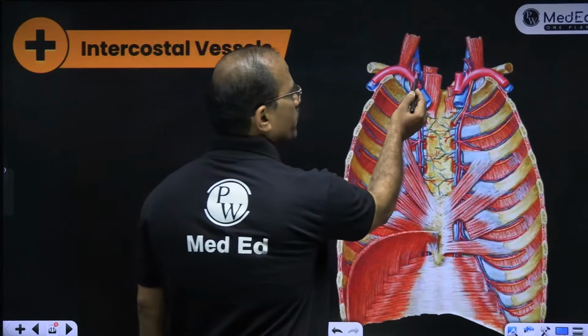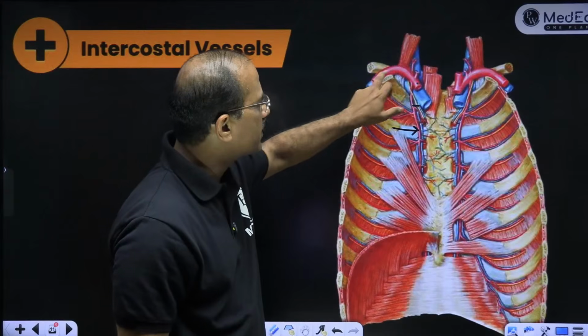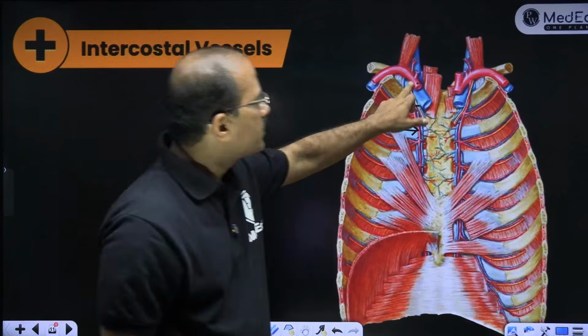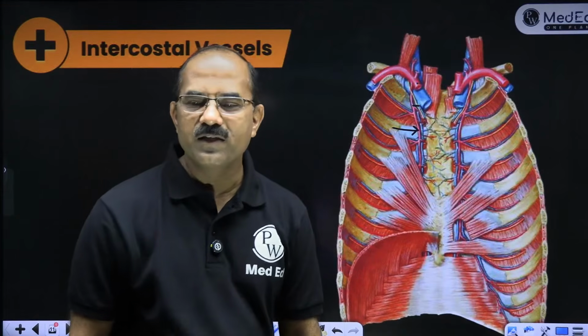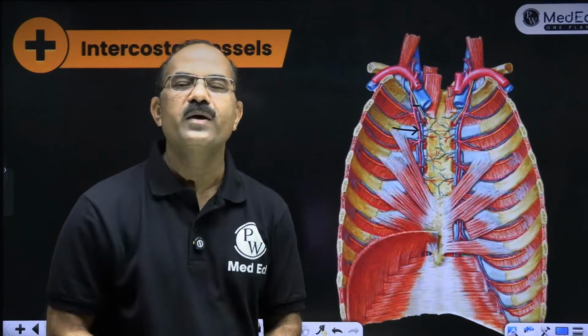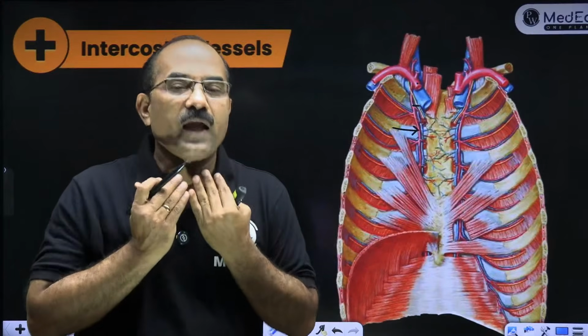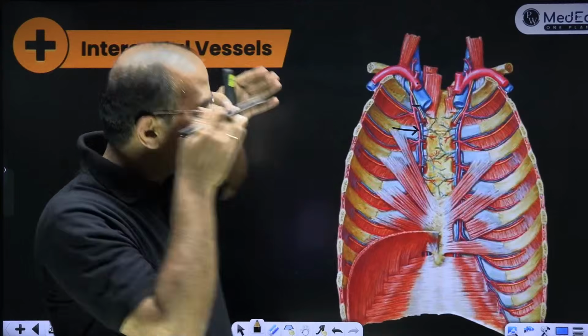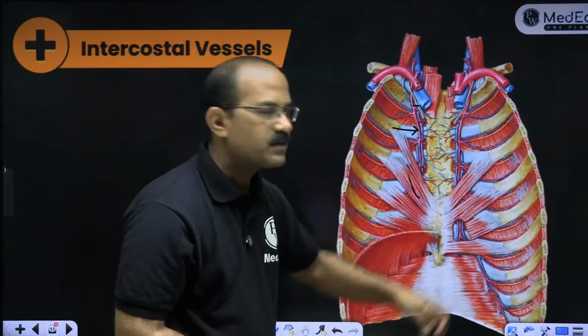Which is a branch of the first part of the subclavian artery. This is the subclavian artery, this is the first part, this is the second part, this is the third part. So this is a branch from the first part of the subclavian artery. Name: internal thoracic artery. Very good. So this is the internal thoracic artery. You removed the anterior wall and you're looking from inside.